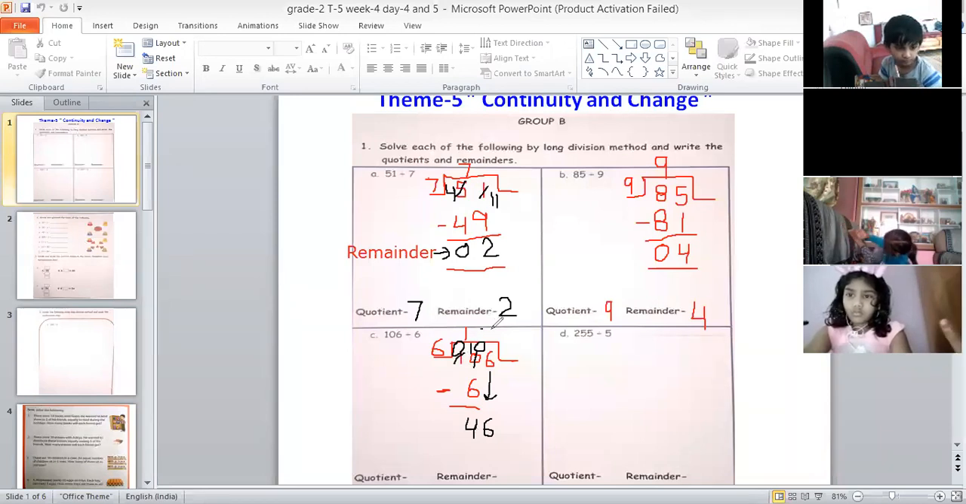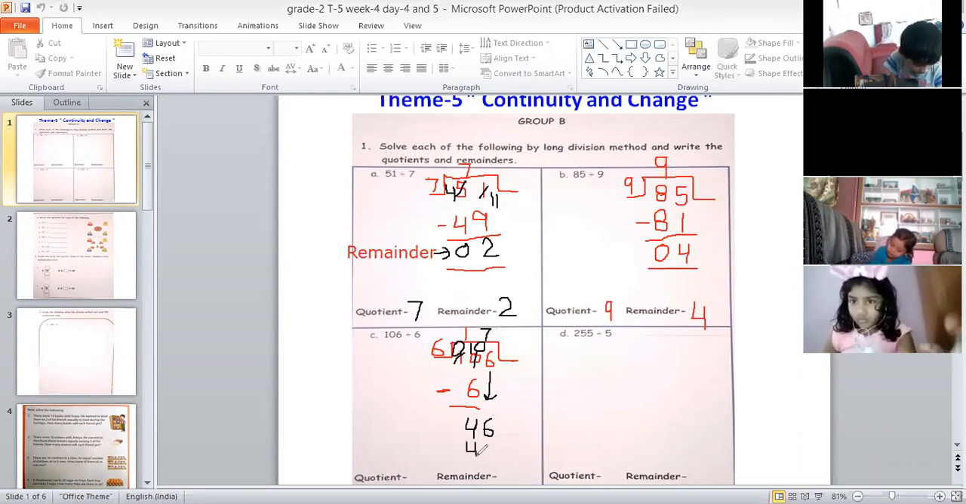So we will write 7 up, and we will write this 42 below this 46. See, 6 sixes are 36 is also smaller than 46, but that is not nearest. Nearest is 42. So we will take 42 here.